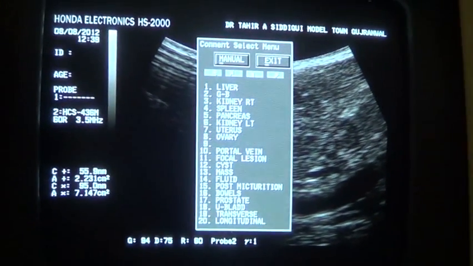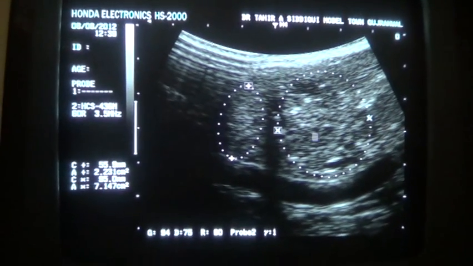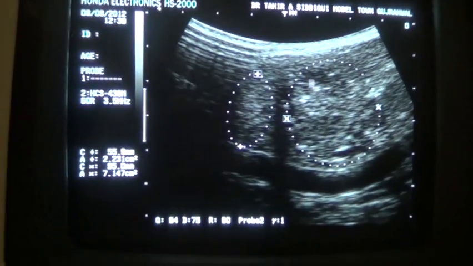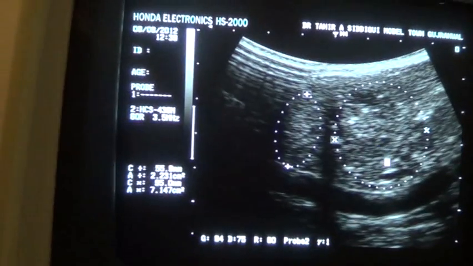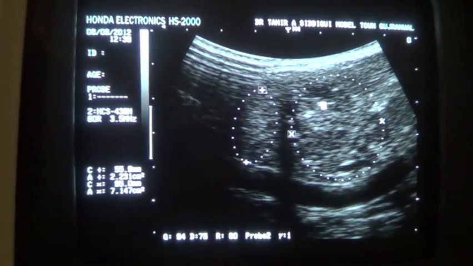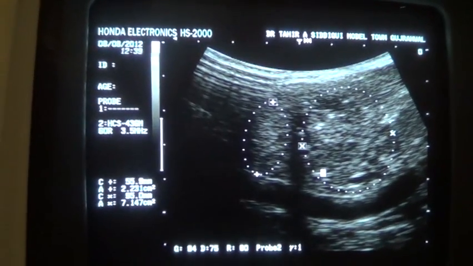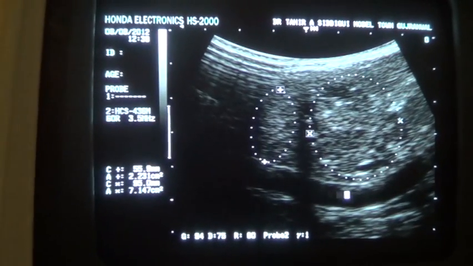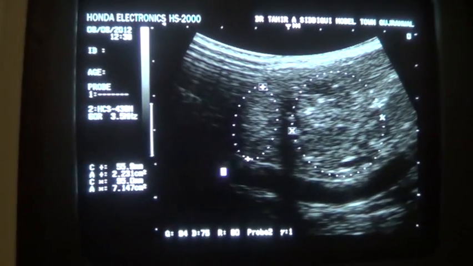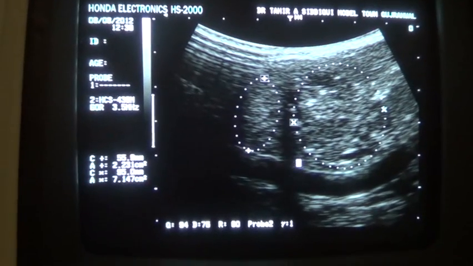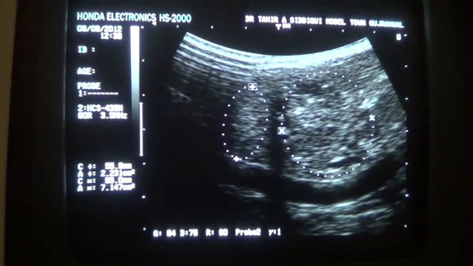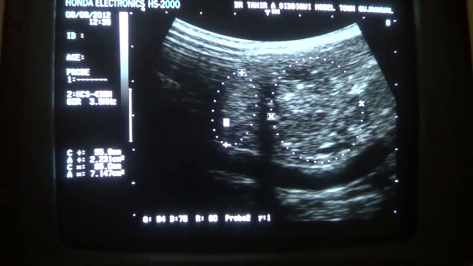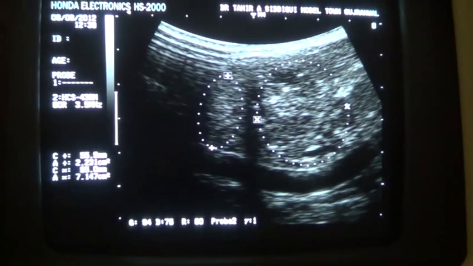This is the mass in the right thyroid lobe. It is echogenic with interspersed cystic areas and multiple internal tiny calcified areas. This is the common carotid artery in a longitudinal section, which is the landmark for the identification of the thyroid gland. This is the normal thyroid tissue that is preserved.